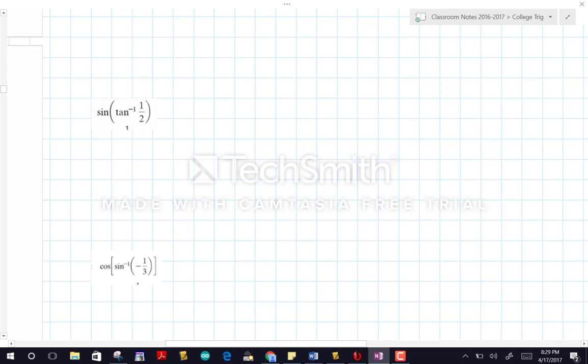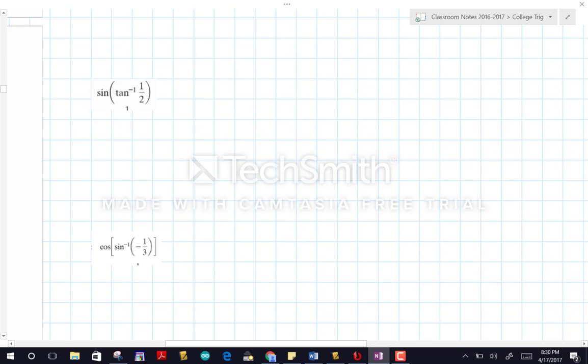So what we're going to be looking at are the examples that are in the lesson. The first thing we want to look for is the sine of the tangent inverse of 1/2. So remember that tan inverse of 1/2 means that we are looking for an angle whose tangent is 1/2. And remember that we're looking for those angles over here in this half of the unit circle.